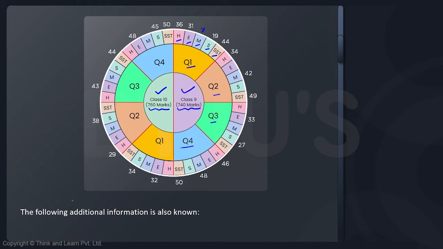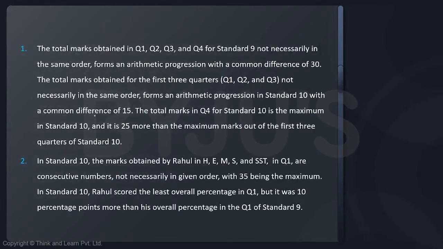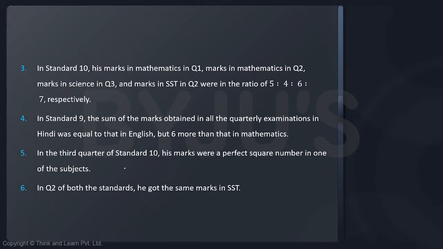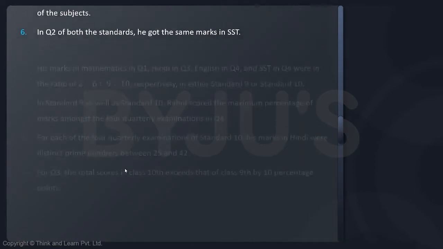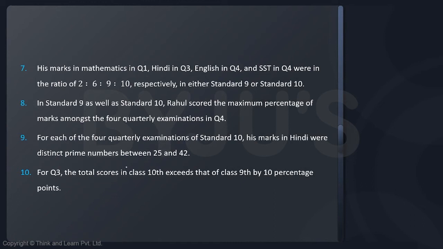Now there is some additional information as well, which is on the next page. Here it says the total marks obtained by this is, and there is a lot of information. Statement number 1 and 2. Then we have statement number 3, 4, 5, and 6. Then we have statement number 7, 8, 9, and 10. So a lot of information is there. So what are we going to do now?